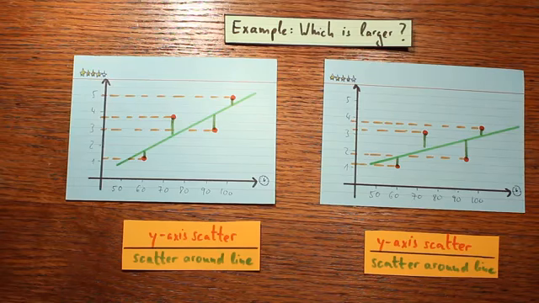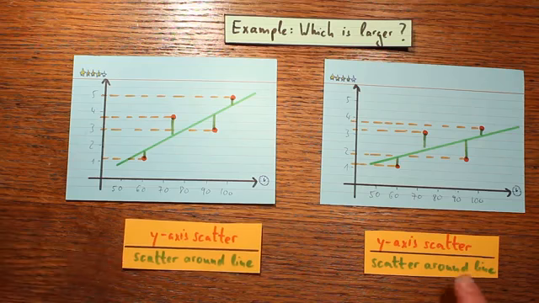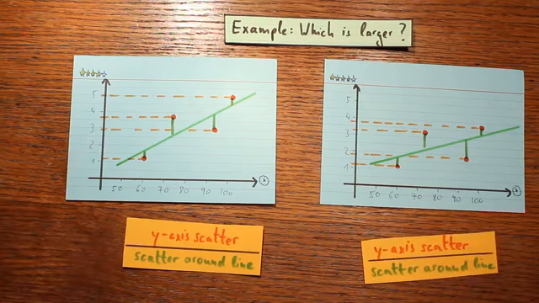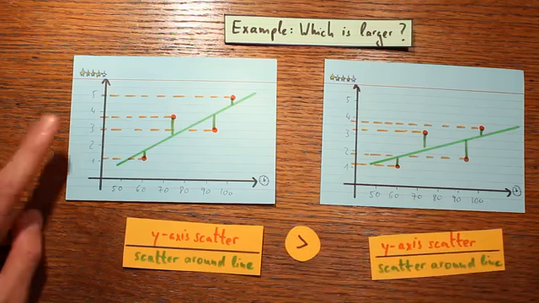So now we can make the comparison, because we know that the scatter around the line on the left side and the scatter around the line on the right side are the same. But the y-axis scatter on the left side is larger than the y-axis scatter on the right side. So the left scatter plot must have the larger correlation coefficient.